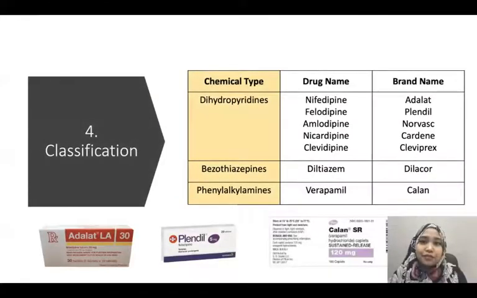Different drugs that are available in the Malaysian market for dihydropyridines and non-dihydropyridines. We have trade name, the original brand, and the generic brands, which are vastly or abundantly available in the market, including Adalat, Plendil, and Kalan. All of these are the original brands of the calcium channel blockers.